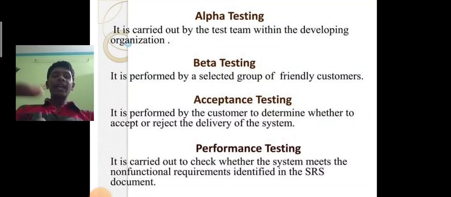Alpha testing. It is carried out by the test team within the developing organization, and is known as alpha testing. Beta testing. It is performed by a selected group of friendly customers. This is known as beta testing. Acceptance testing. It is performed by the customer to determine whether to accept or reject the delivery of the system. It is known as acceptance testing.